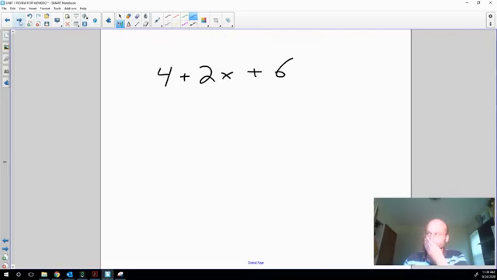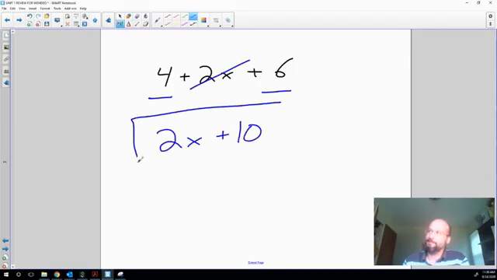Another example. 4 plus 2x plus 6. So your numbers are just your numbers. They can always be combined. There's only one variable here. It's all by itself, so nothing can be combined with this 2x. And then 4 plus 6 is 10. And then this would be my final answer.